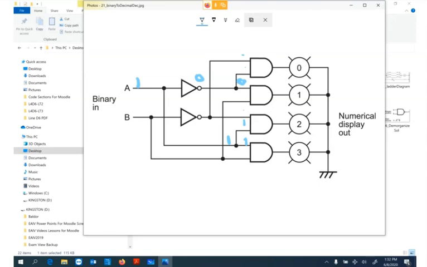And with a 0 here, that means there's a 0 here, so that's not a 3 count. That means there's a 0 here, which makes this a 1, which makes this a 1, which turns light number 2 on. So in this case, A is not the least significant digit, B is.